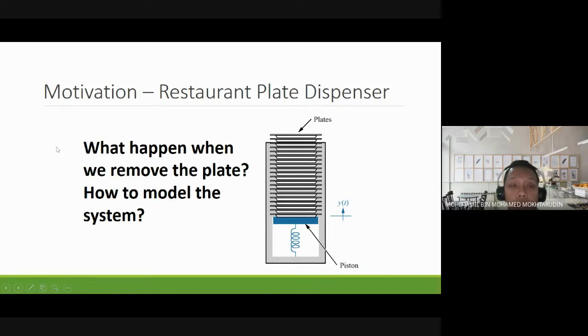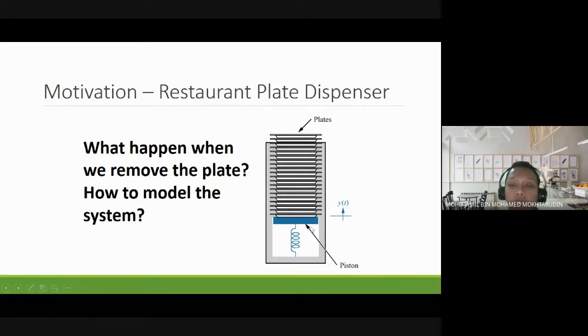Okay, so before we go into learning about how to derive the transfer function, let's look at the motivation behind deriving the transfer function for a translational mechanical system. So let's say you have a restaurant plate dispenser. I'm not sure whether this is available in Malaysia, but basically what happens in this system is that whenever you pick up the top plate, the weight on the spring will be reduced, okay? And it causes the spring to rise and allows you to take the next plate until all of the plates have been taken. Then the platform here will reach the top of the system.